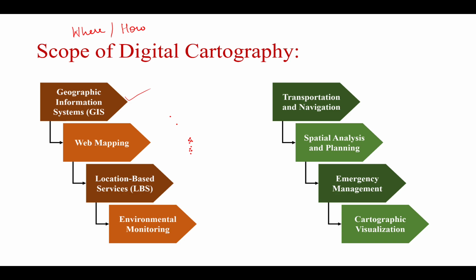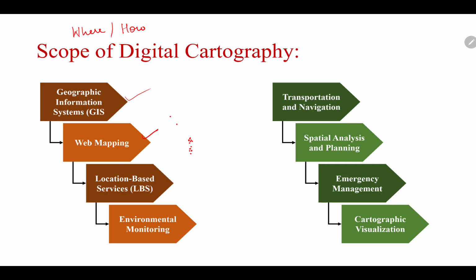And we can do a lot of things. Because of GIS, we can make maps, we can use it for urban planning, we can use it for agriculture, to find out about health, transportation, and just so much more. Next is web mapping. Web mapping is basically internet mapping.